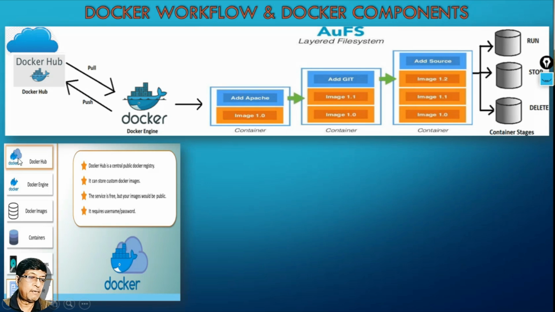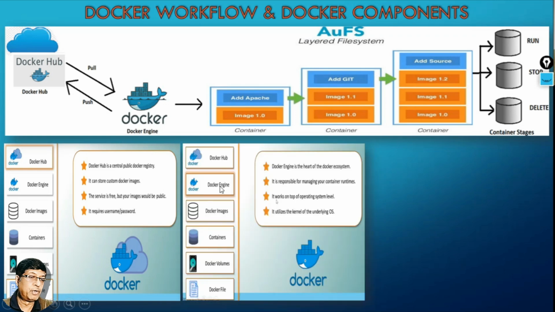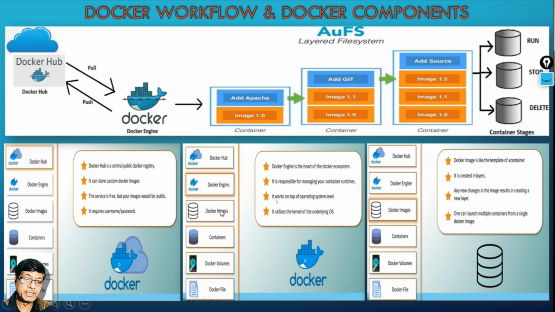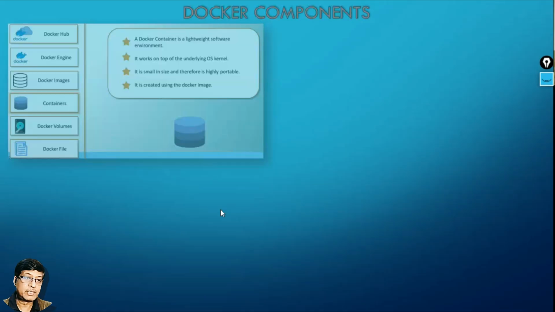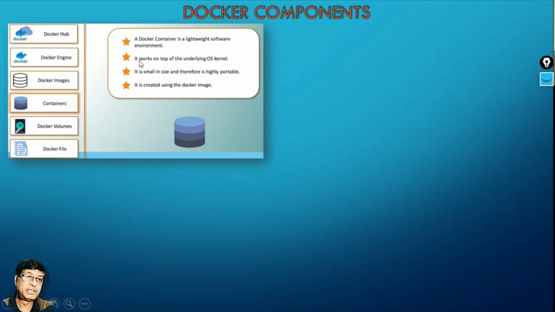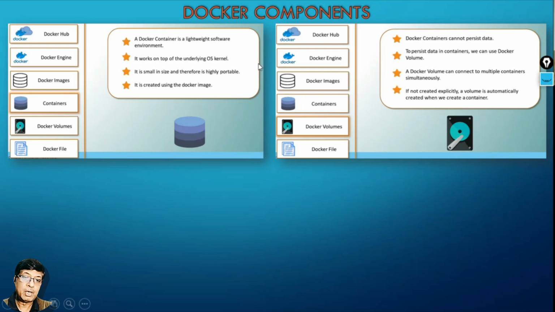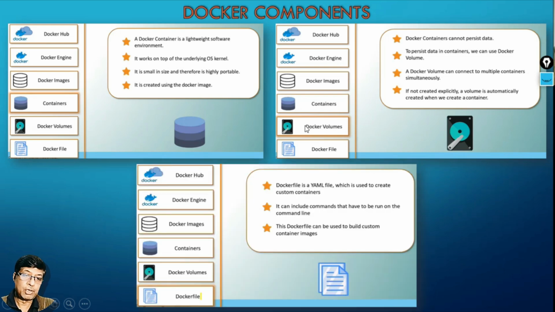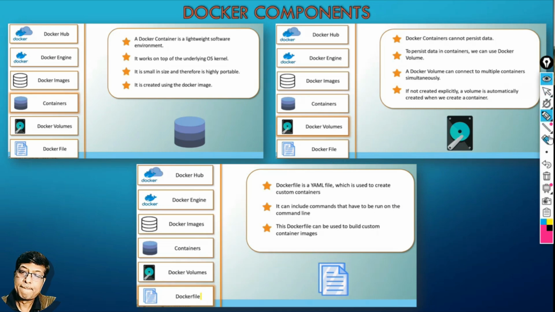So these are the components: Docker Hub, then the Docker engine, and we have learned about Docker images. We have learned about containers. This is a part of a software environment. And then we have also understood that there is a component called Docker volume for persisting the data. And there is one very important thing in Docker called Dockerfile. It is a manifest file. A manifest file is a very important file in any DevOps configuration.